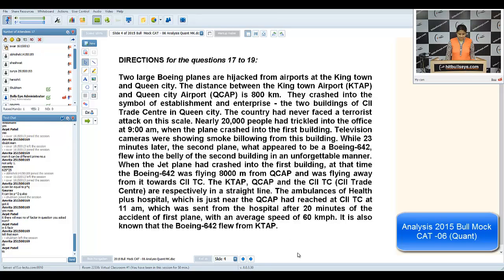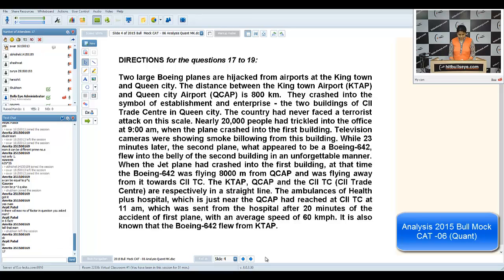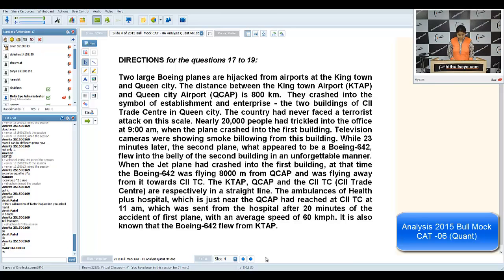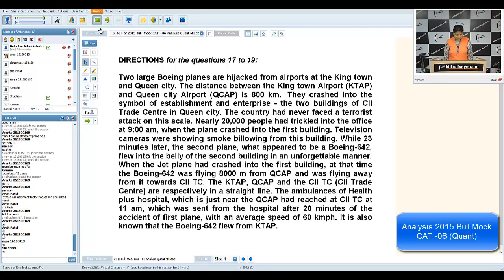Okay. Now question number 17 to 19. If you have any problem in these three questions, please write the question number, because that was a complete set. Whenever you come for analysis session, please make sure you go through the paper.